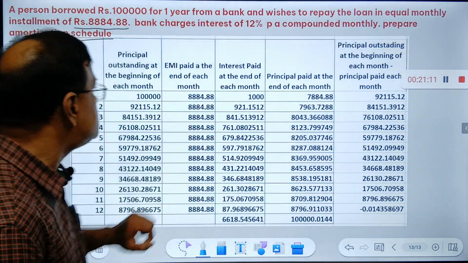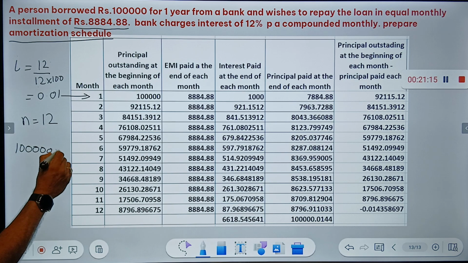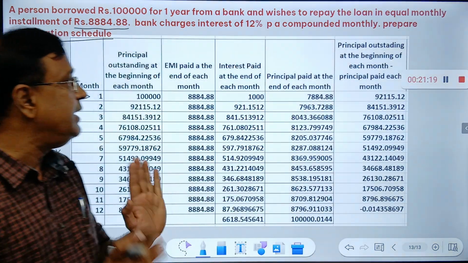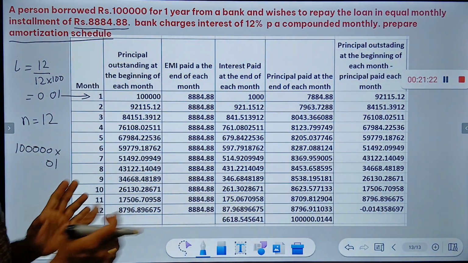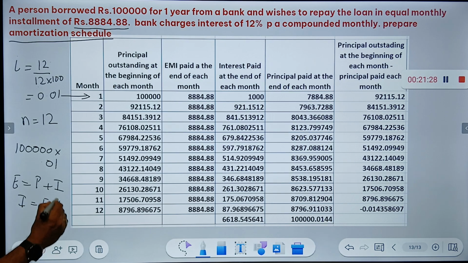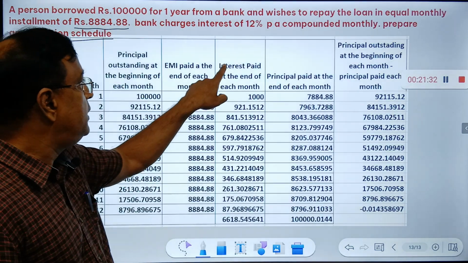Now, what is my interest? First, the principal is 1 lakh. Multiply by 0.01, and you get 1,000 rupees as the interest. But you know, EMI is principal plus interest. So interest is EMI minus principal, right? EMI is this, interest is this.